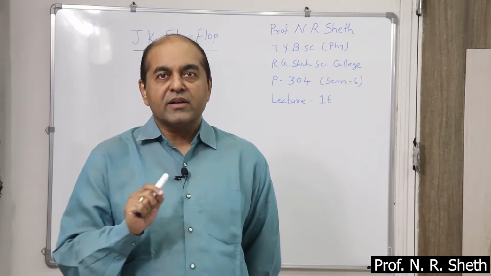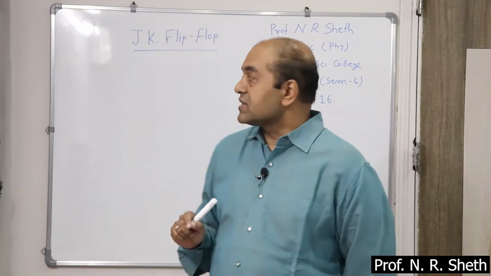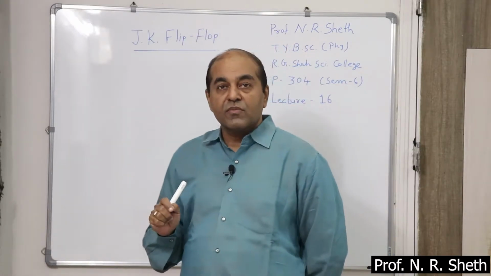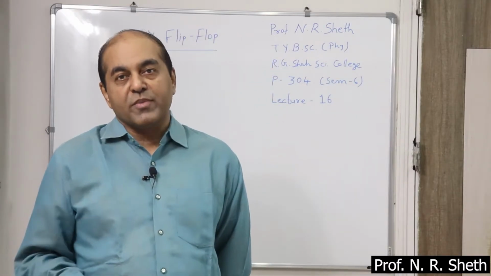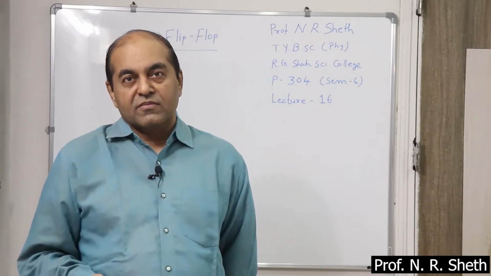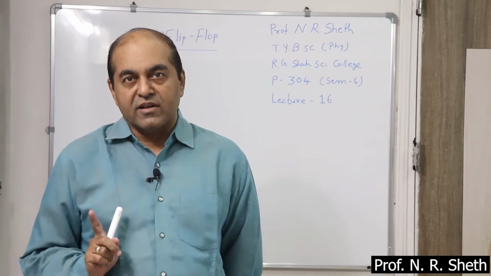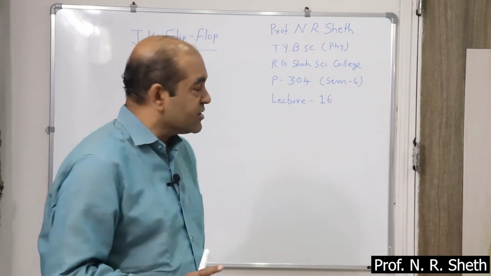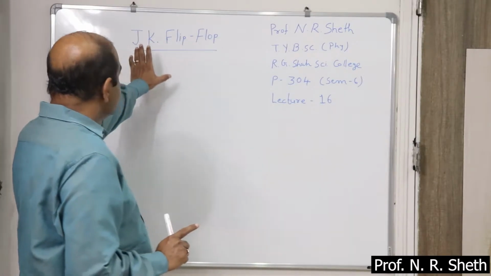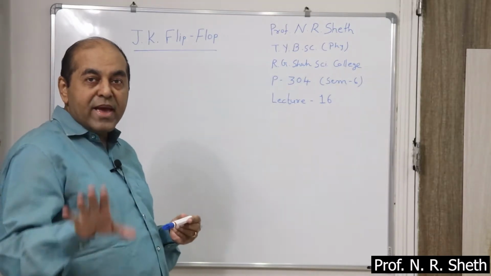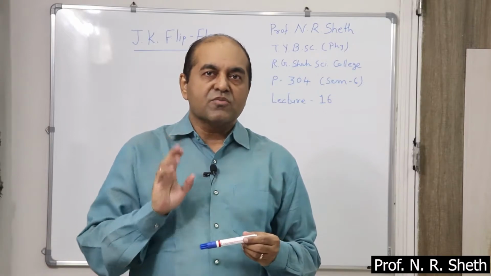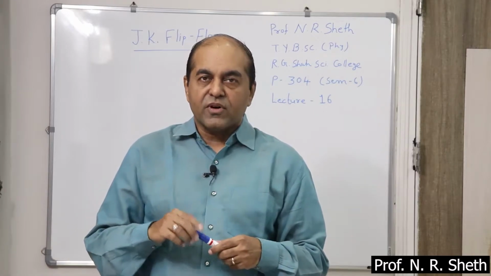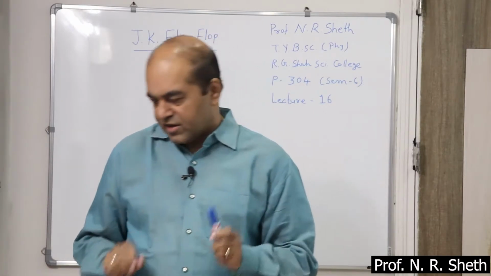So to eliminate this problem, we have designed the JK flip-flop, a flip-flop with two inputs as well as no forbidden state. So a dual advantage is there. In today's lecture, we are going to discuss the JK flip-flop. The base is again the RS flip-flop, and certain modification is required. So first I am going to draw the circuit.